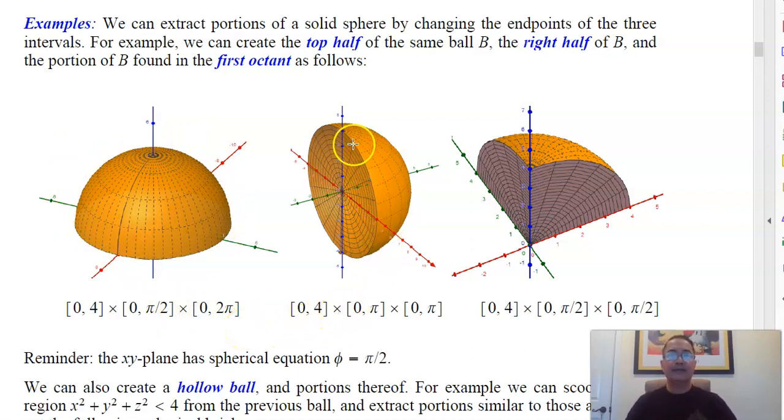It's slightly different for the right half of the solid ball. Let's check it out. Phi now has to go from 0 all the way down to pi, because we want to end up on the negative z-axis. What about theta? You want to start on the x-axis, go around counterclockwise until you're on the negative x-axis. That's also 0 to pi. So check it out. I want to show you something really weird.